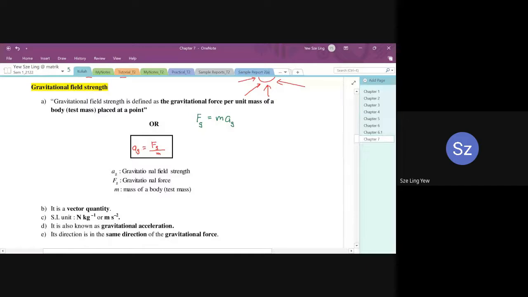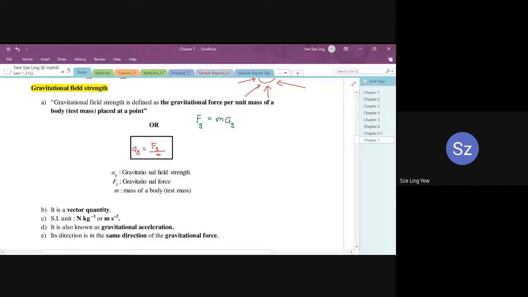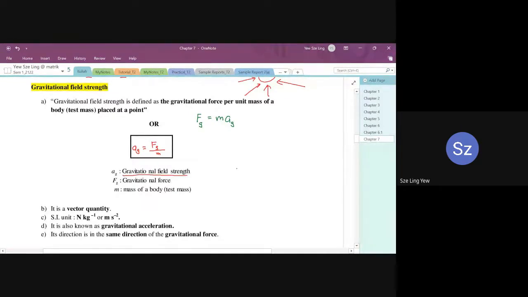So basically, ag is our gravitational field strength. So don't mix it up with acceleration. In chapter 7, we no longer call it acceleration, but we call it gravitational field strength, which is ag. So ag equals Fg over m, where Fg is the gravitational force acting on a body, and m is the mass of a body that has mass.